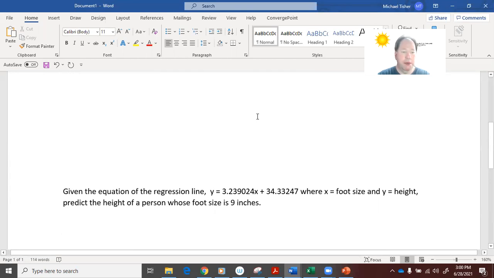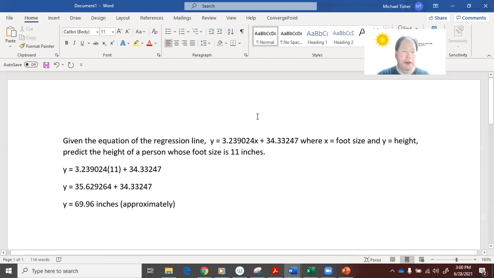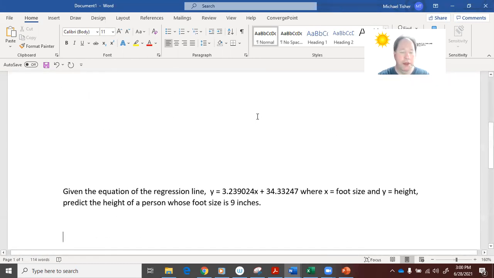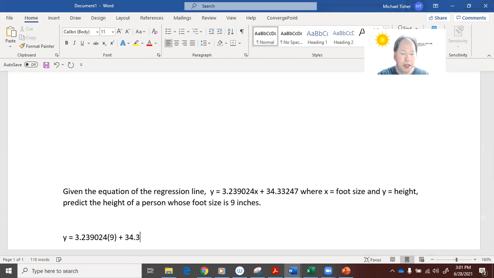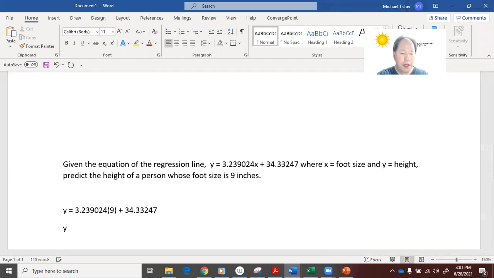This time, let's predict the height of a person whose foot size is 9 inches. We had 11 inches, now we have a smaller foot size of 9 inches, so we should expect a smaller height, I believe, since we have a positive correlation, as we saw in a previous video. Let's see what we have for this one. This time we'll put the 9 in for the x. Now we'll do 3.239024 times 9.